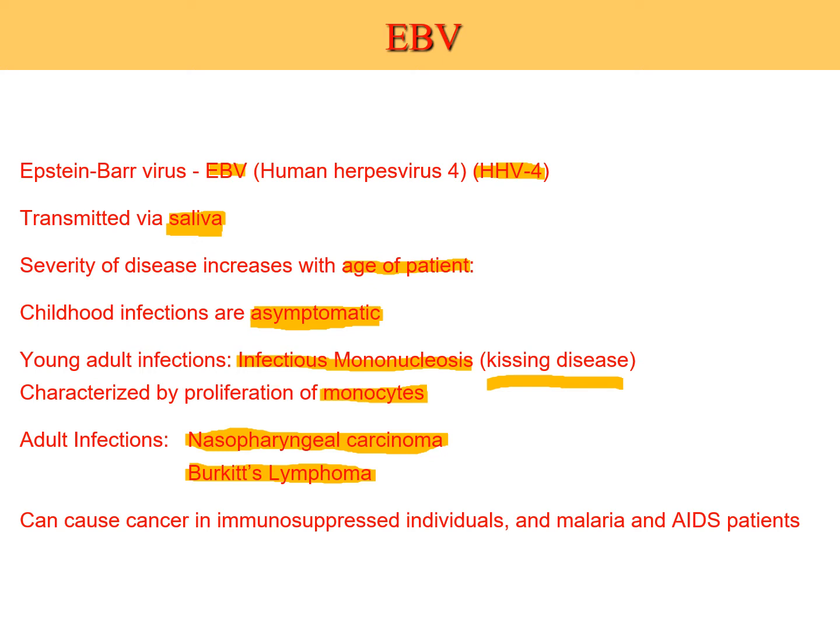This virus can cause cancer in immunosuppressed individuals and is a problem in AIDS patients who are immunosuppressed. I don't know why it says "and malaria." Oh, malaria patients, and in malaria patients and AIDS patients, EBV can cause a type of cancer. In fact, Burkitt's lymphoma is associated with co-infection with the malarial organism and EBV at the same time.